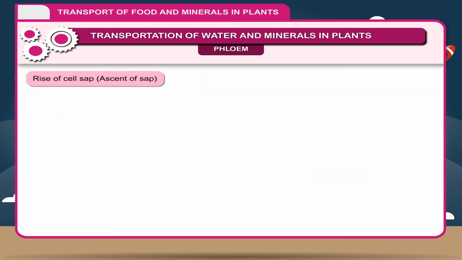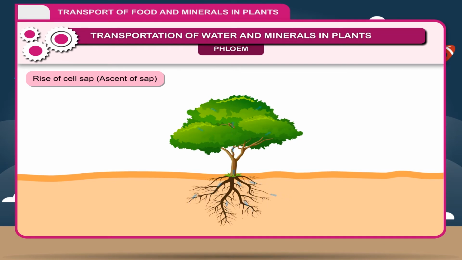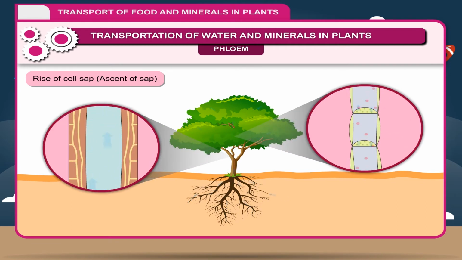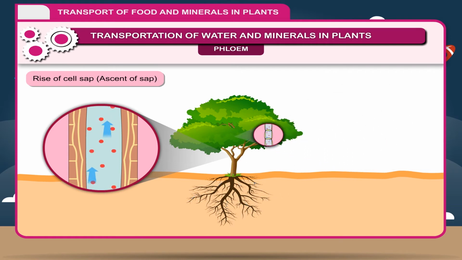Rise of cell sap, ascent of sap. In plants, it is an important feature to carry out vital activities which occur through xylem and phloem. Water is absorbed through the roots and conducted to other parts of the plant where it is used for various purposes. The minerals in the form of water solution are also absorbed by the xylem from the soil. Thus, xylem acts as a pipeline for conducting water.